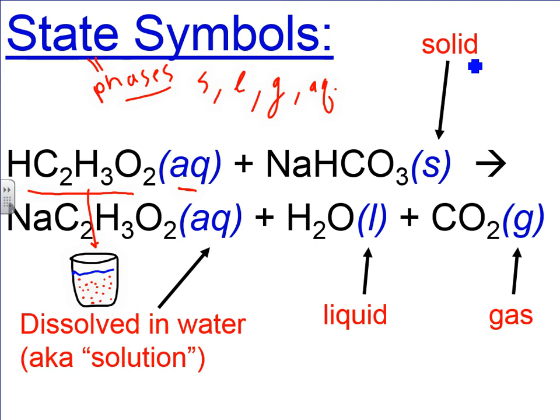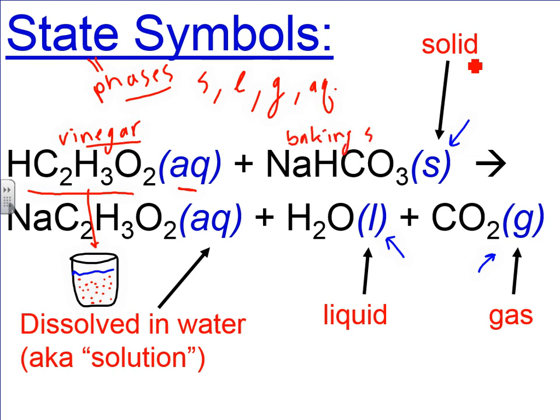Obviously the S stands for a solid, the L for a liquid, the G for a gas. This is actually an interesting chemical equation where you see all 4 state symbols present in one reaction. This is famously the reaction of baking soda and vinegar. This right here on the left is vinegar. This on the right side here is baking soda.